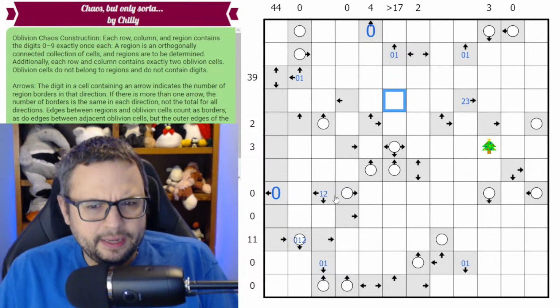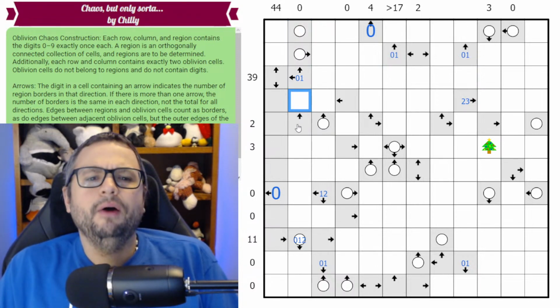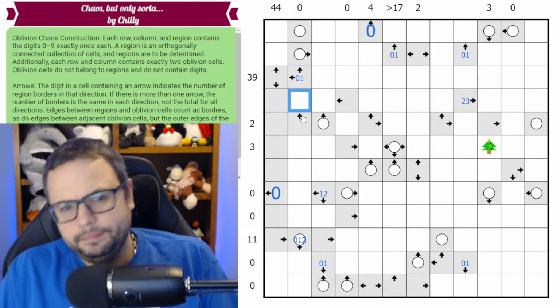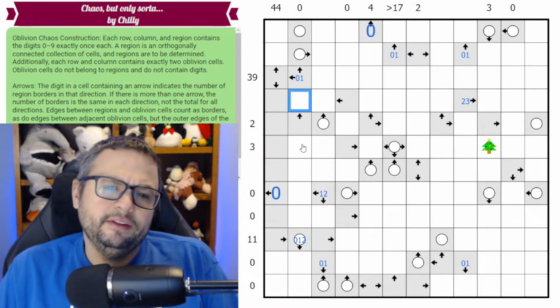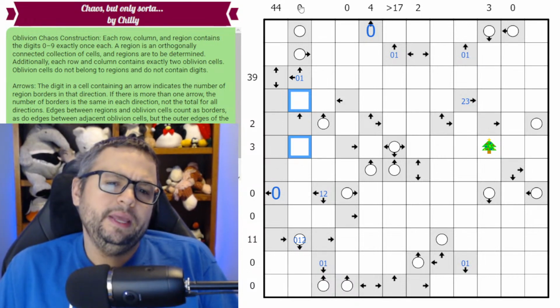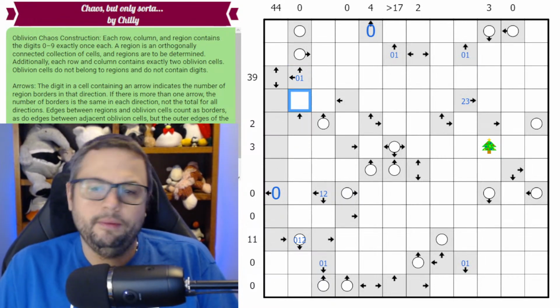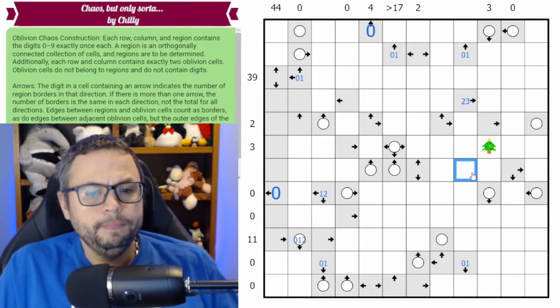Let's see. This is wacky in a delightful way. So, okay, this can't be an Oblivion cell. Because if this is an Oblivion cell, that would be an Oblivion cell because the sum is 0 between them. But that would put a 0 here, and that would put a 1 here, and those aren't compatible because this number's bigger than that one. So that's never an Oblivion cell.